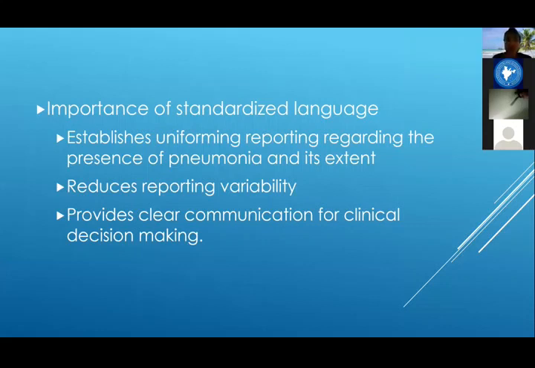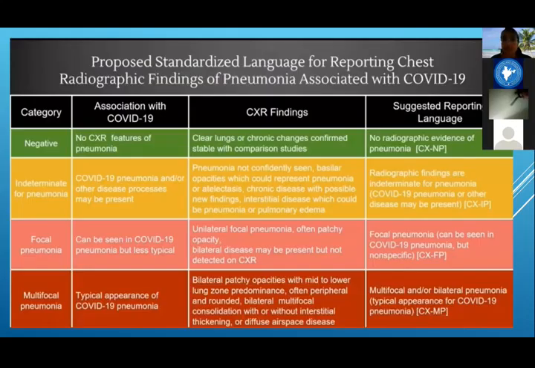This is proposed by the RSNA, the Radiological Society of North America, and the American College of Radiology. They have come up with 4 terminologies that we should use for reporting a COVID-19 chest X-ray. So we should report it as negative, indeterminate for pneumonia, focal pneumonia, or multifocal pneumonia. So you should only use these terminologies.